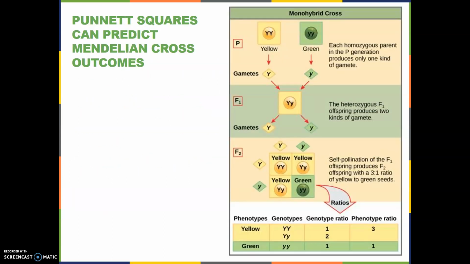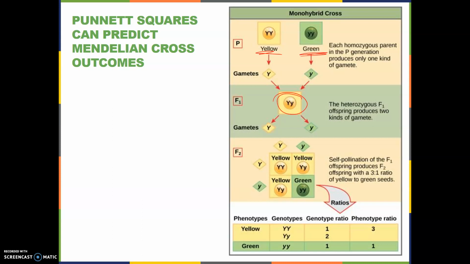And then it says Punnett squares can predict Mendelian cross outcomes. Each homozygous parent in the P generation produces only one kind of gamete, either a big Y or a little y, because all the yellow parent has to give is a big Y, and all the green parent has to give is a little y. The F1s produce two kinds of gametes, a big Y and a little y. Even though their phenotype is yellow, their genotype is heterozygous. So they're going to produce two kinds of gametes.